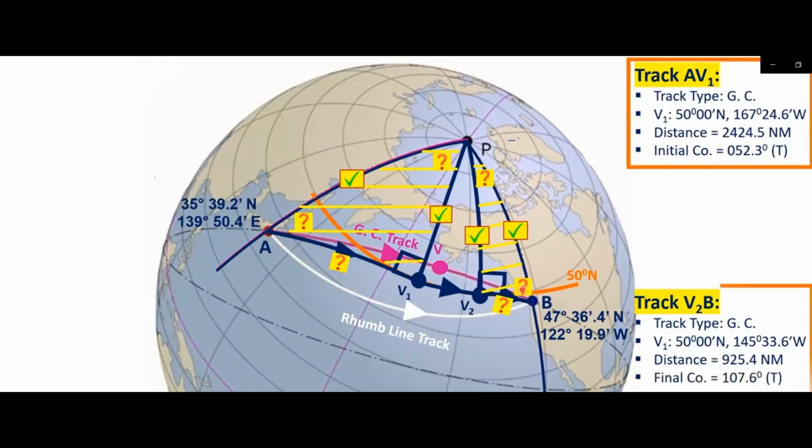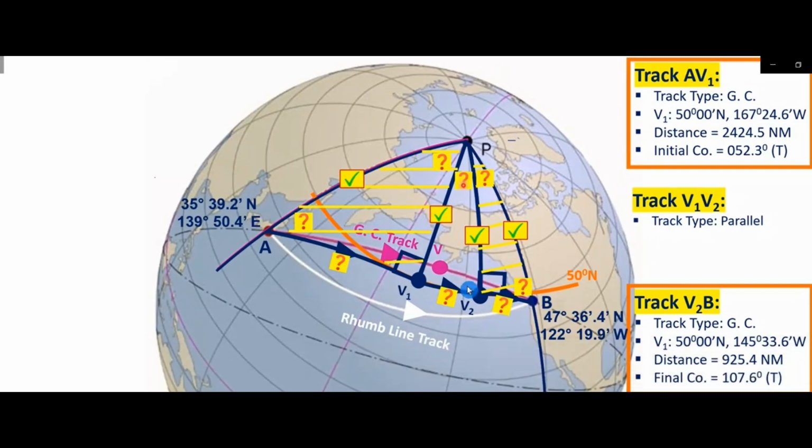Now, we also know that this angle at P is the D long between A and B. Now, knowing this full angle and also knowing these two small angles calculated while solving the right angle triangle, we can get this angle, which is the D long between V1 and V2.